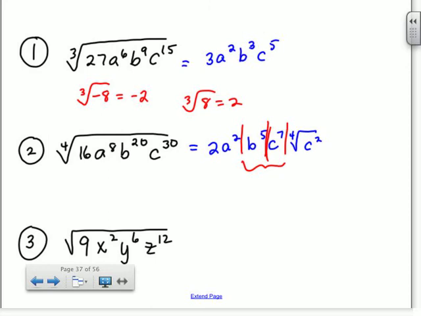Okay, and on the last one, so I have the square root of 9 is 3. Square root of x squared I read as x. Square root of y to the 6th is y to the 3rd. Square root of z to the 12th is z to the 6th.